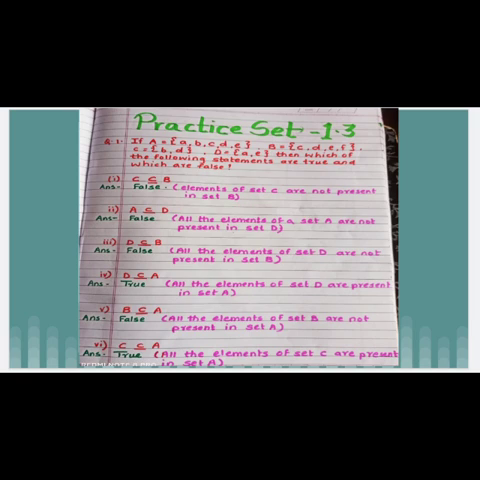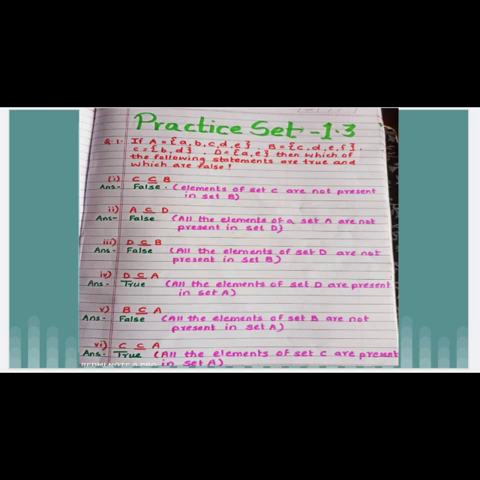Answer false, because all the elements of set A are not present in set D. Third, D is a subset of B. Answer false. All the elements of set D are not present in set B. Fourth one, D is a subset of A. Answer true, because observe that set D has elements A and E, and both the elements are present in set A. Hence, D is a subset of A and the answer is true.